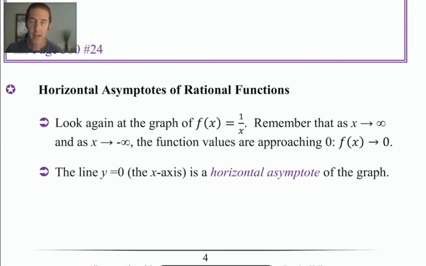Those were vertical asymptotes. What about horizontal asymptotes? We talked already about the graph of f of x equals 1 over x, and we said that the x-axis, the horizontal axis, was also an asymptote because our graph never quite touched that x-axis. The x-axis has an equation. It's y equals 0 because every point on the x-axis has a y-coordinate of 0. Therefore, its equation is y equals 0.